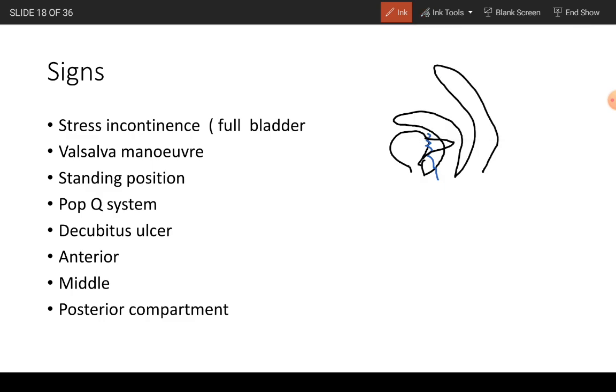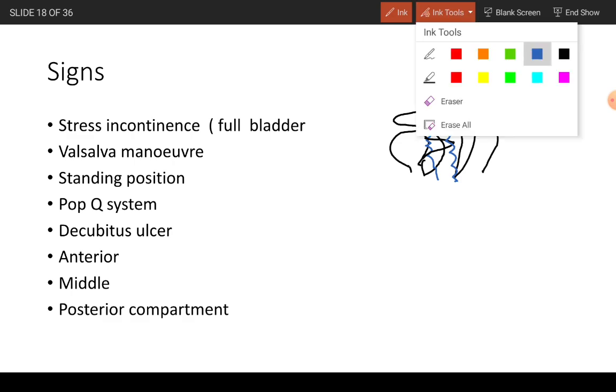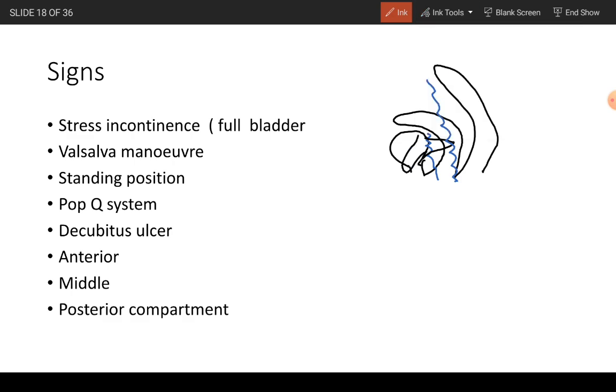Now if there is a vaginal defect like this, then the bladder will be protruding sideways. So it will be a lateral cystocele. So to understand that, you have to keep an open ring forceps in the vagina to support the lateral fornix against the pelvic side wall.